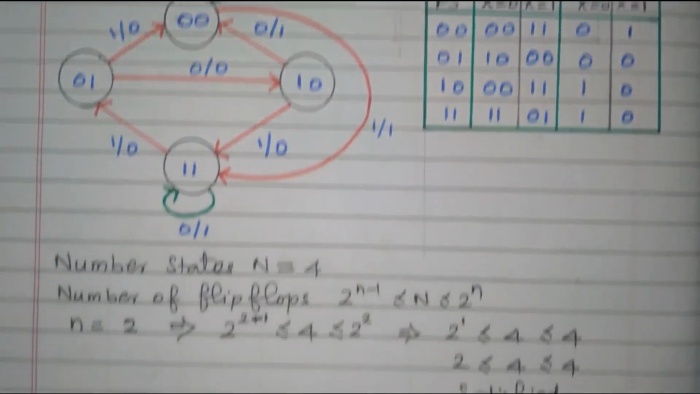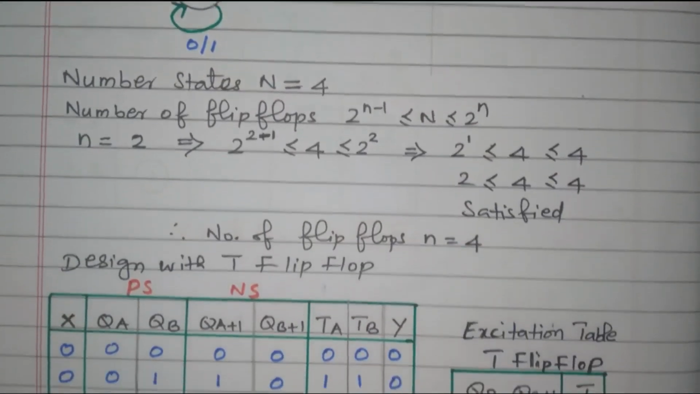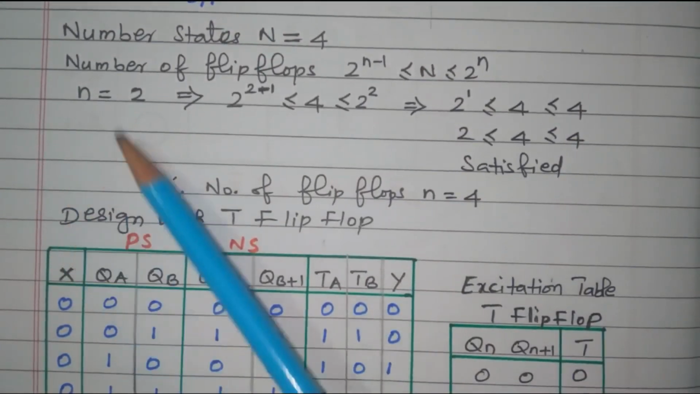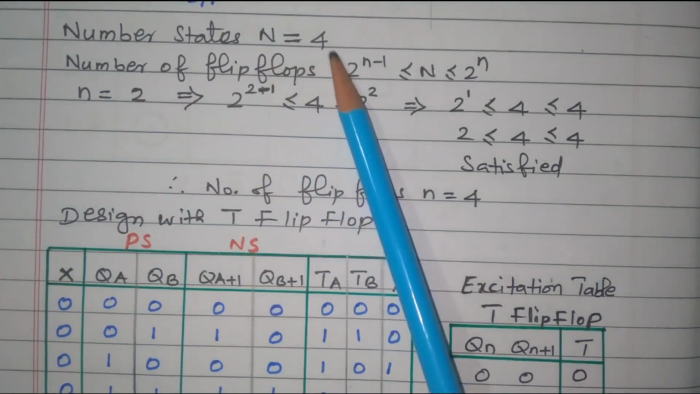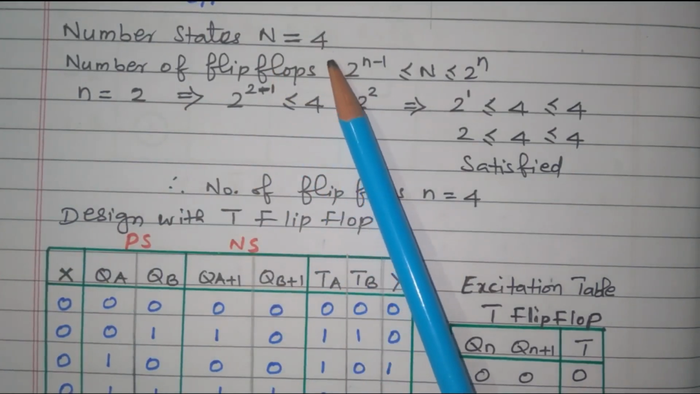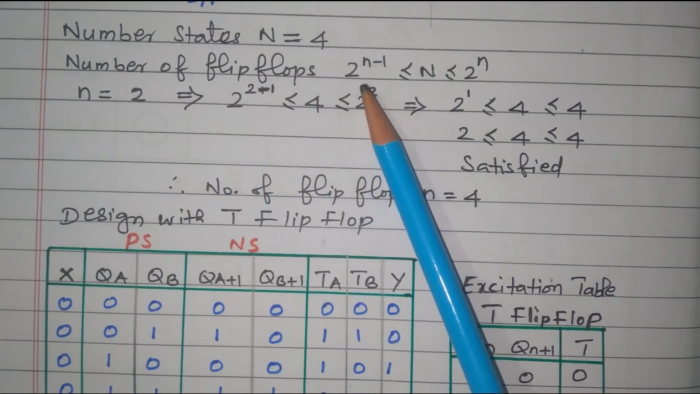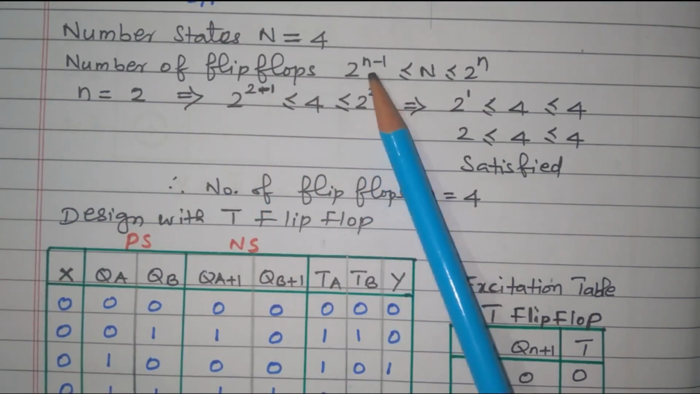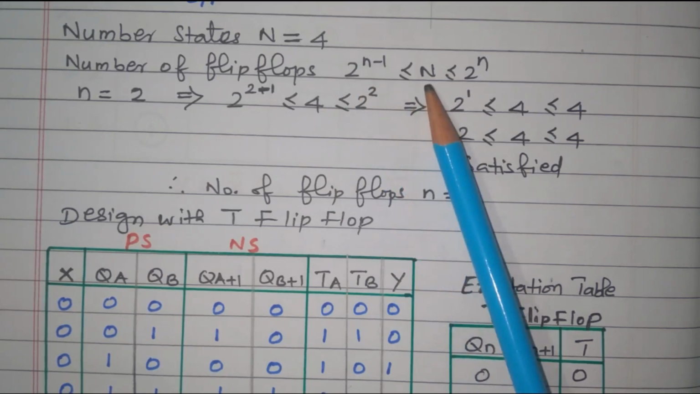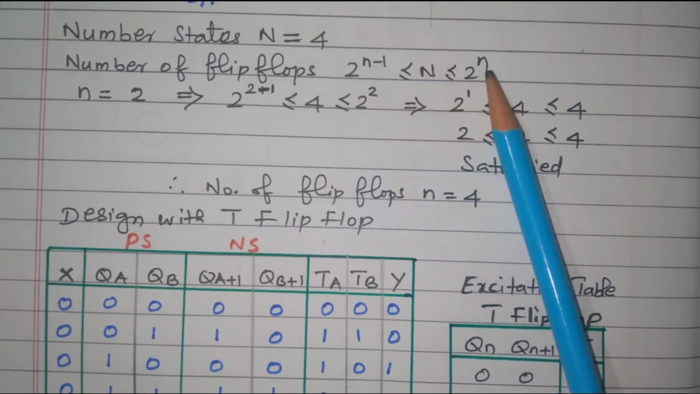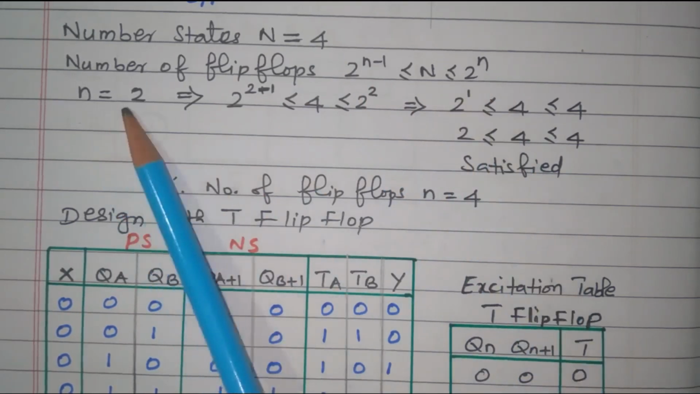Now, first we need to identify how many flip-flops are required. The number of states, capital N, equals 4. There are 4 states available. The number of flip-flops is identified from this condition: 2 to the power (n minus 1) is less than or equal to capital N, which is less than or equal to 2 to the power n. This n is nothing but the number of flip-flops, n equal to 2.